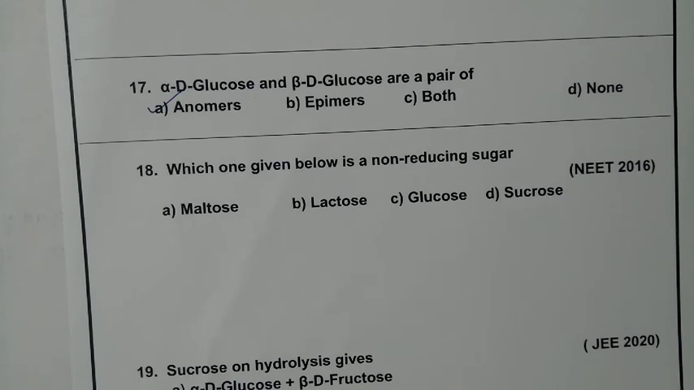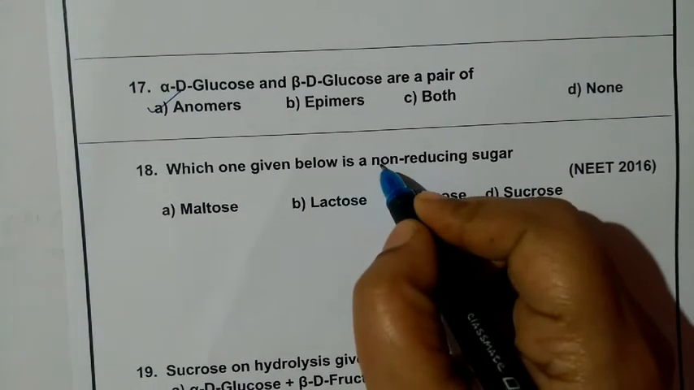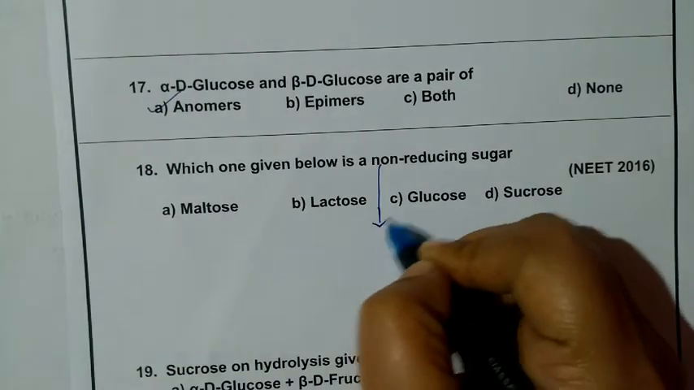Which one given below is a non-reducing sugar? A non-reducing sugar is the one which doesn't contain a free aldehydic group or free ketonic group. So for non-reducing sugar, I'll write it here.